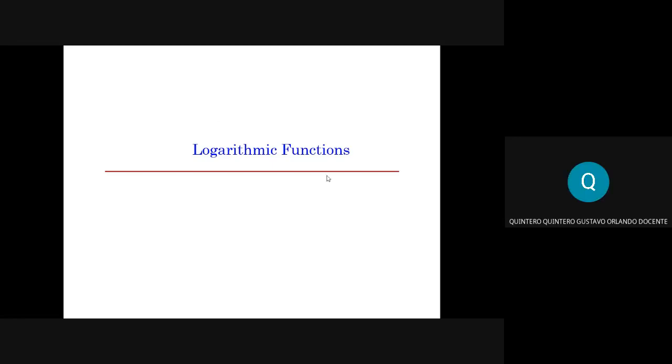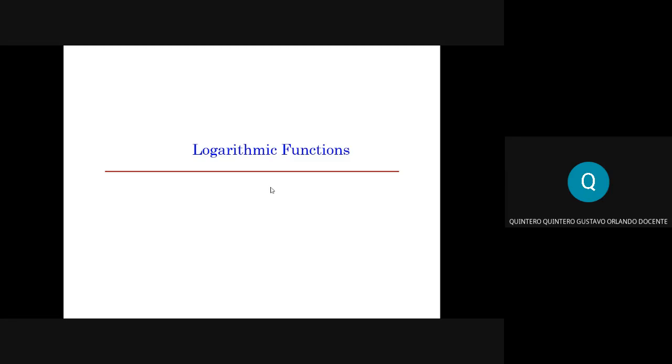All right, guys. Today's topic: logarithmic functions. Now, this is a topic that is kind of new to you, although some of you may already know what a logarithm is. Some of you may, right? If you don't, worry not. I'm going to explain all of that today.